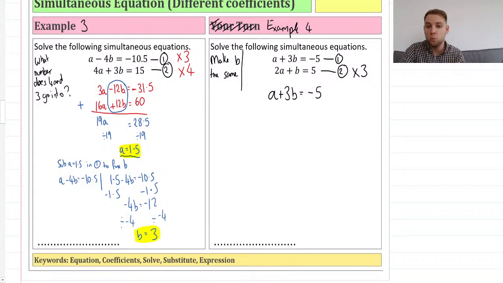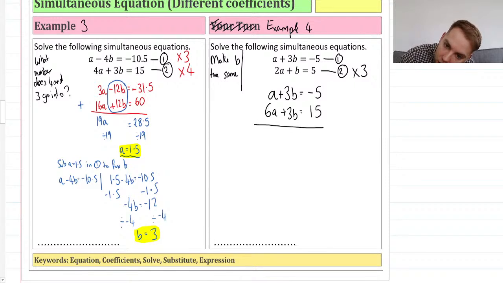And if I times the bottom one by 3, you've got to times the 2A by 3 first, which is 6A plus 3B is equal to 5 times by 3, which is 15. So I've timesed that bottom equation by 3. So the next thing you need to ask yourself is, are the symbols on B the same or are they different? Well, the symbols on B here are the same, which means that I need to subtract my equations.